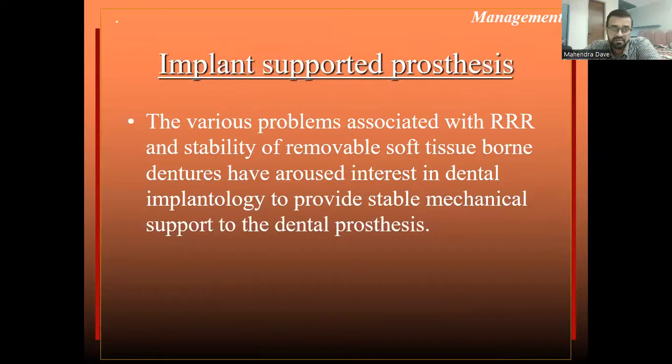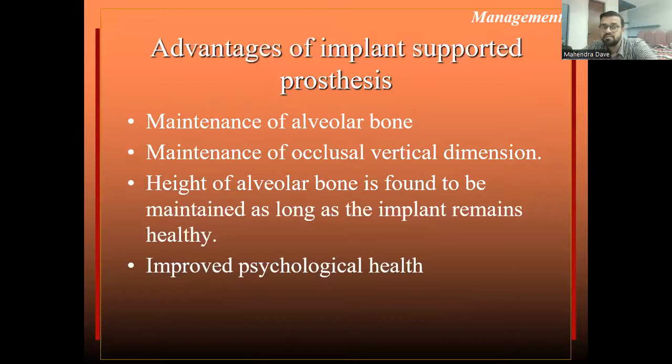Implant supported prosthesis. The various problems associated with residual resorption and stability of removable soft tissue borne dentures have aroused interest in dental implantology to provide stable mechanical support to the dental prosthesis. Advantages of implant supported prosthesis: maintenance of alveolar bone, maintenance of occlusal vertical dimension. Height of alveolar bone is found to be maintained as long as the implant remains healthy. Improved psychological health.